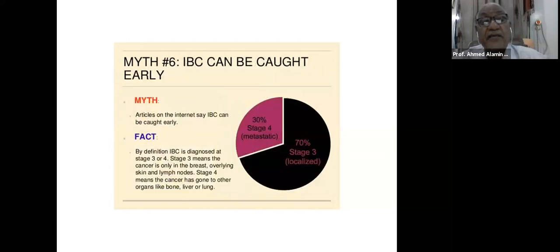Articles on the internet say inflammatory breast cancer can be caught early. By definition, inflammatory breast cancer is diagnosed at stage 3 or 4. It's usually late.